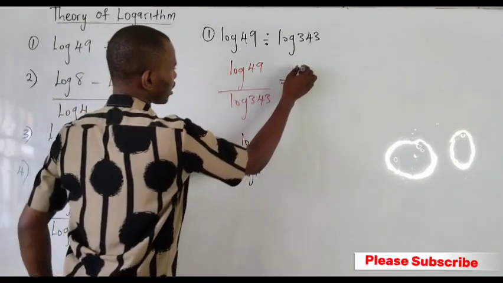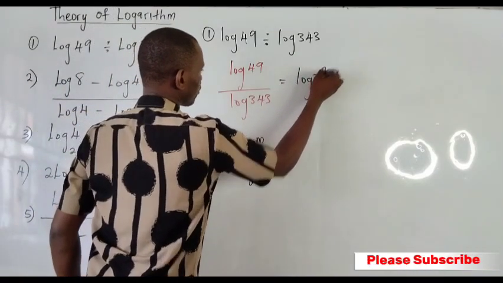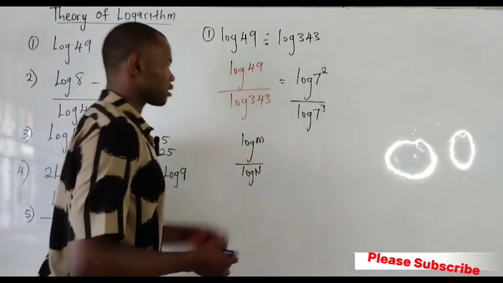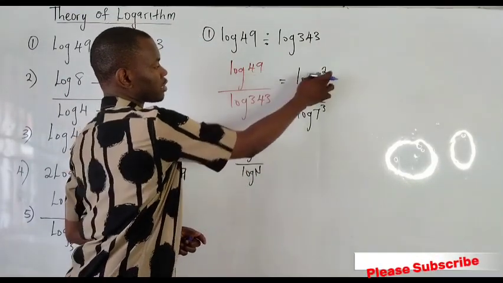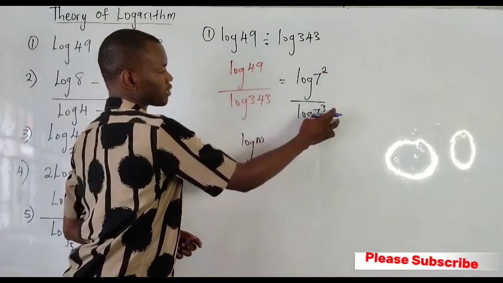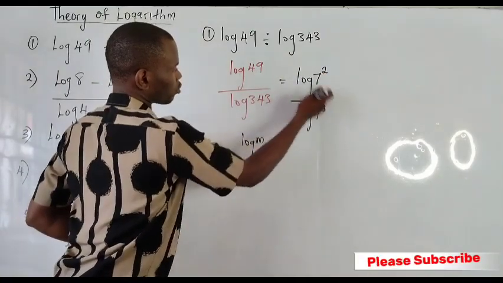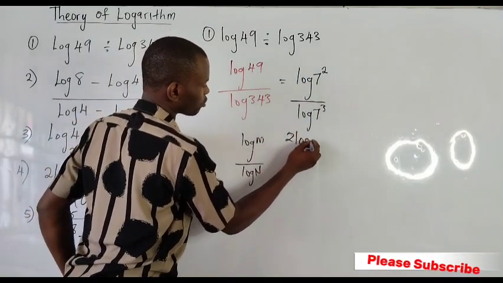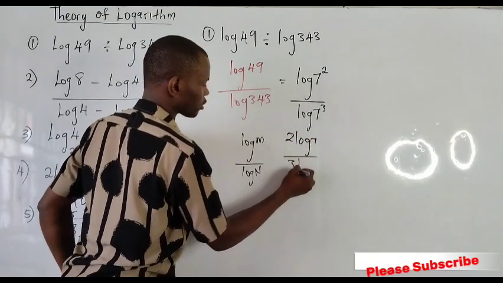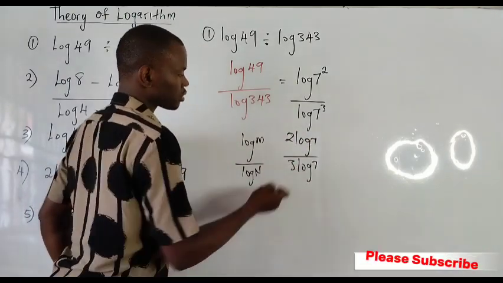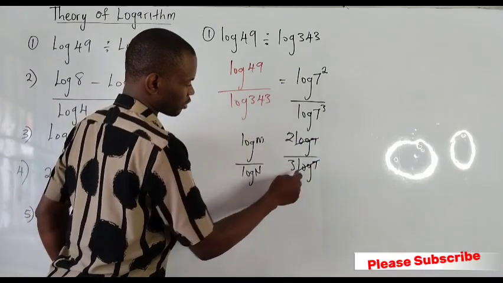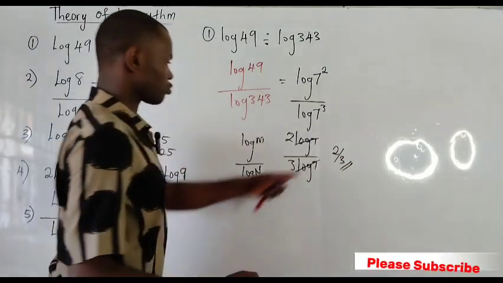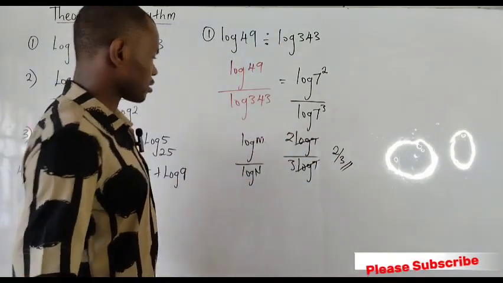So from here, I'm going to have log 7 raised to the power of 2 over log 7 raised to the power of 3. This is writing 49 as index and 343 as index. Now from here, 2 and 3 will come to the front of the logarithms. So we are going to have 2 logarithm of 7 over 3 logarithm of 7. Now, logarithm of 7 will divide logarithm of 7. We are going to have 2 over 3 remaining. So 2 over 3 is the solution of this first question.